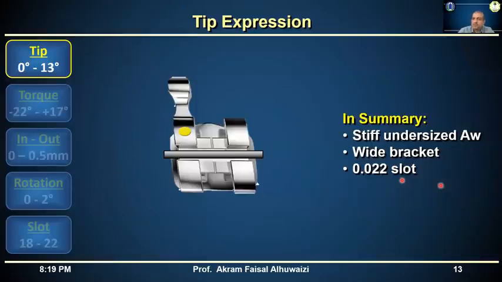In summary, if you're using a stiff wire which is undersized, it's undersized to allow for the sliding of the tooth, and it's stiff and strong to provide more force. If we use wider brackets, and I don't mean all the brackets, but the brackets that we want the tip to act on, they should be wider brackets, generally 22 slot brackets, to allow for the play so that these teeth can slide. So in general, for tip to be expressed, you need these 3 factors.